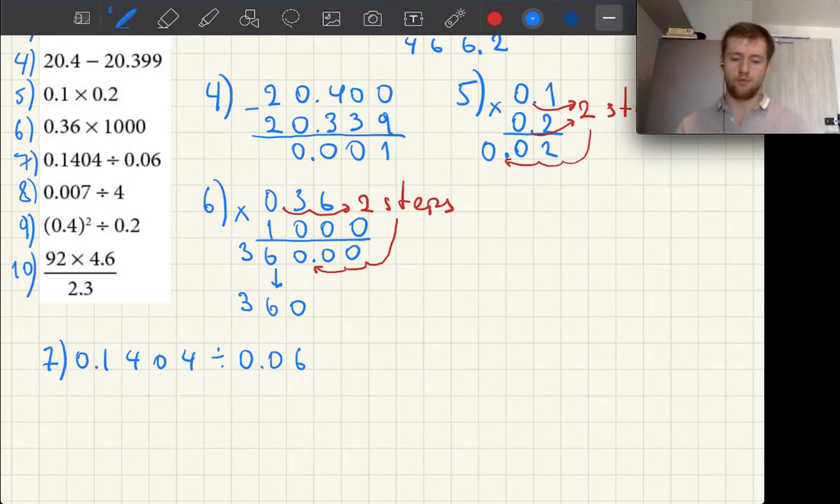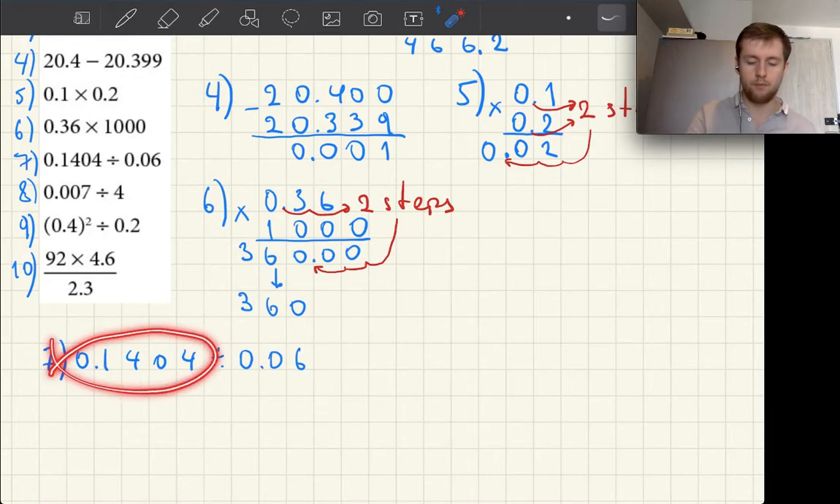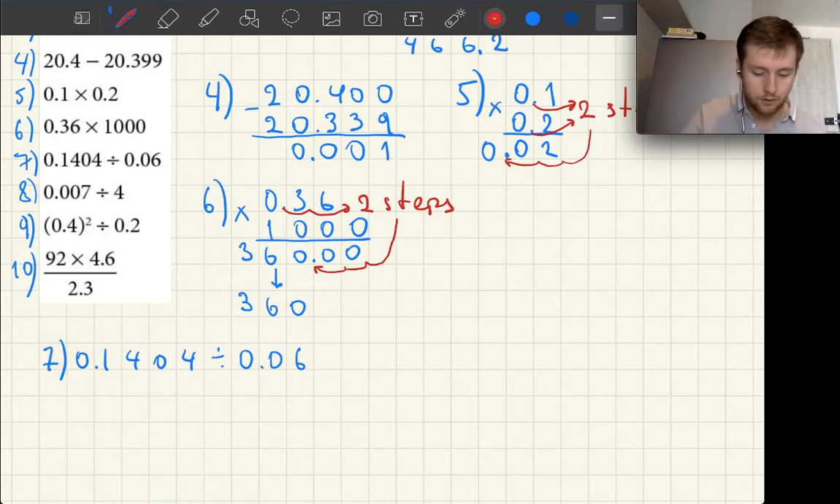Let me show you how to do this quickly. So we just take a look at the number which has the most digits after the point, which is this number. It has 4 digits after the point, and we try to move the point. So we go 1, 2, 3, 4.